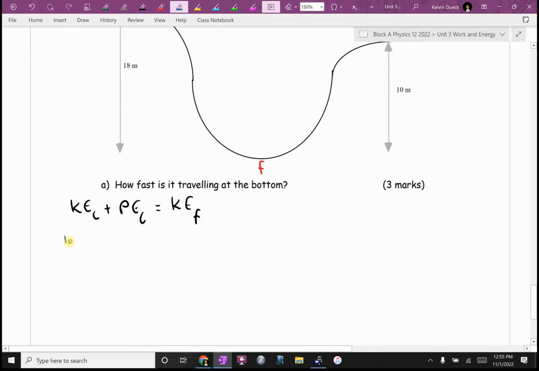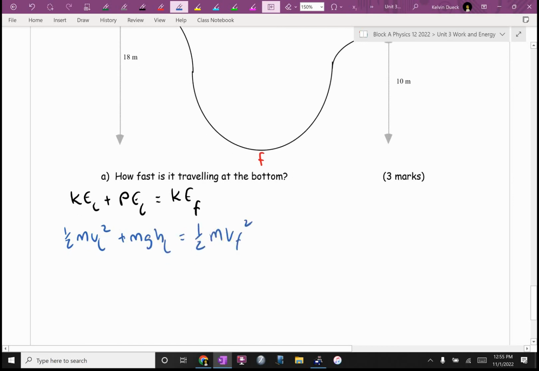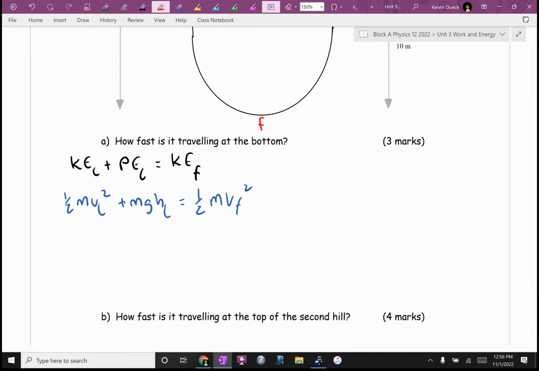Okay, it's going to be a half mv initial squared plus mgh initial equals a half mv final squared. Is there an m in the first term? Is there an m in the second term? Is there an m in the third term? Have you gone on a roller coaster before? Before you got on the roller coaster, did they make you stand on a scale? Why not? If we're ignoring friction, masses cancel.